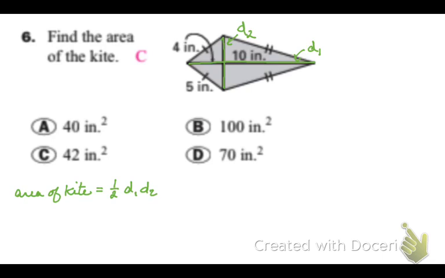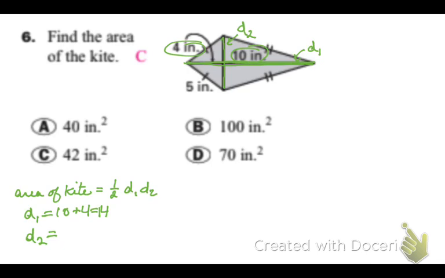So D1 is clearly equal to 10 plus 4. That's that length right there. So it's equal to 10 plus 4 equals 14. And of course D2 is equal to, we don't know what D2 is equal to, right? So let's try to figure it out.